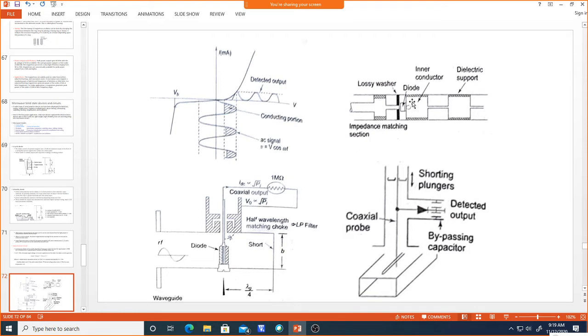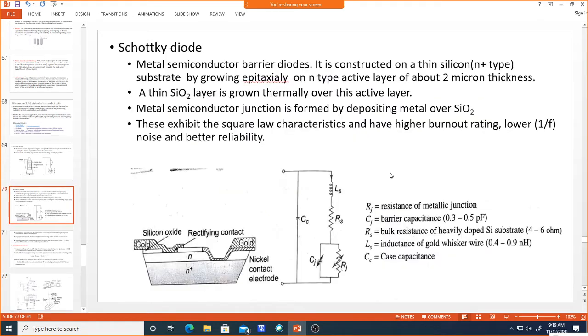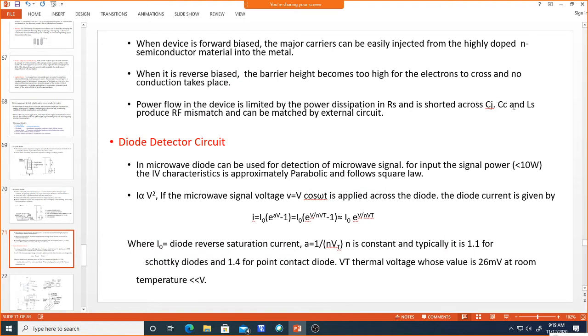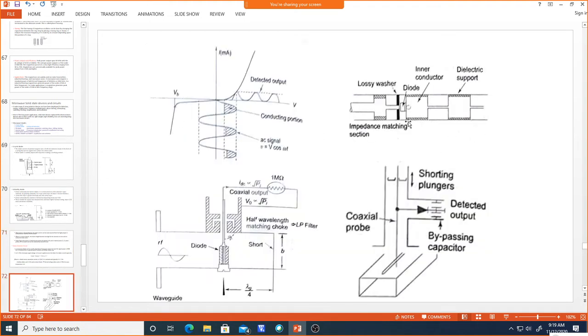Now here, in the waveguide itself, there is an inner conductor and dielectric support. How do we impedance match with this diode? We can match the impedance of the diode, which is affected by this Cj and Ls, using the inner conductor and dielectric support. Whenever we apply an AC signal, some V cos omega t, only the conducting portion of the diode will be detected at the output side.